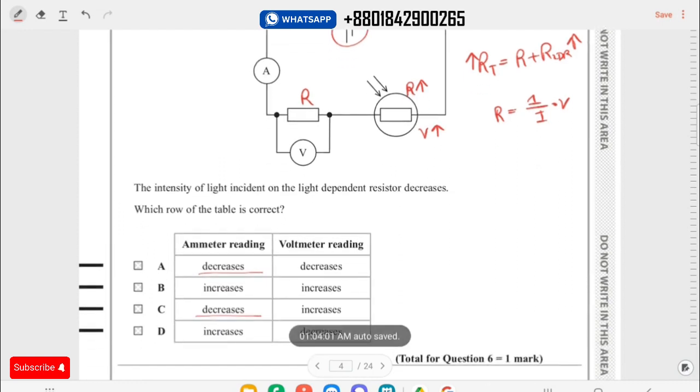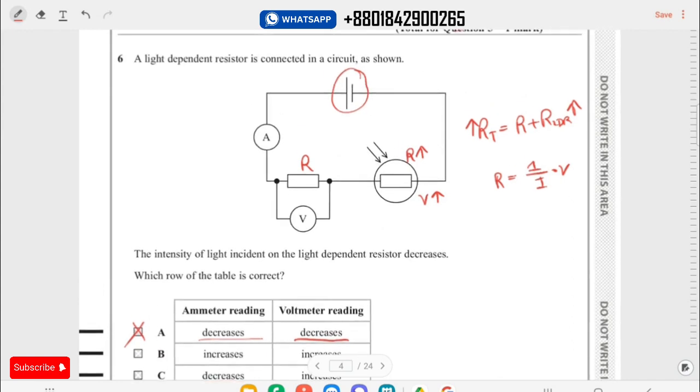So the voltmeter reading would also decrease, which means that option A is the correct answer, right? Ammeter reading decreases as total resistance in the circuit increases, and voltmeter reading also decreases because the voltage requirement for the LDR increases, which causes a decrease in the voltmeter reading for the fixed resistor.